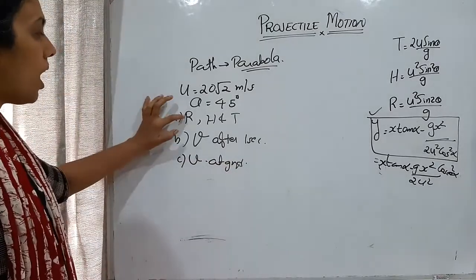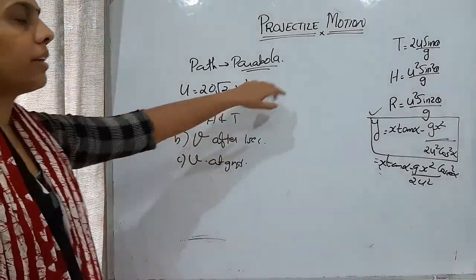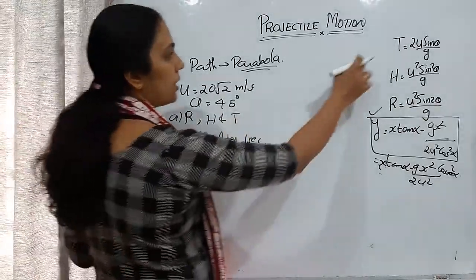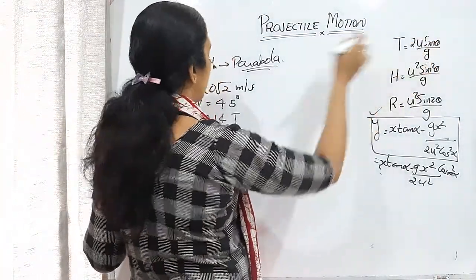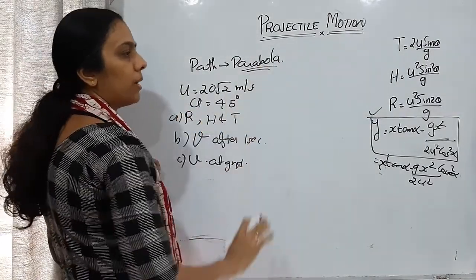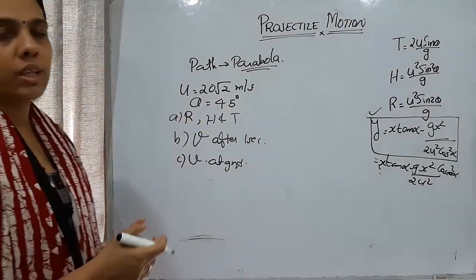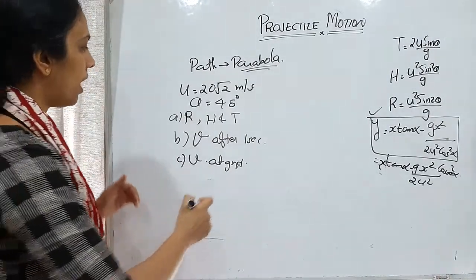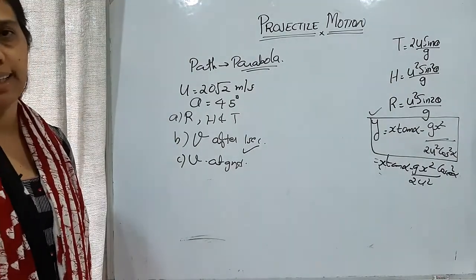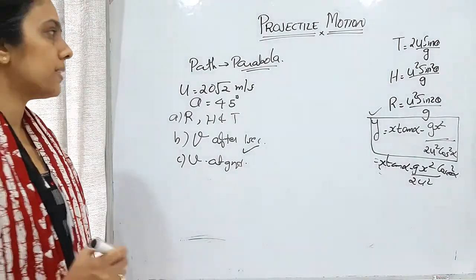R, H and T you can easily find out just by substituting into the formulas. For finding T, you can use 2u sin theta divided by g. Initial velocity is given, theta is given, so you can choose the respective formulas and find the answer. Now I am moving to the second question, that is velocity after 1 second. So the final velocity is required.